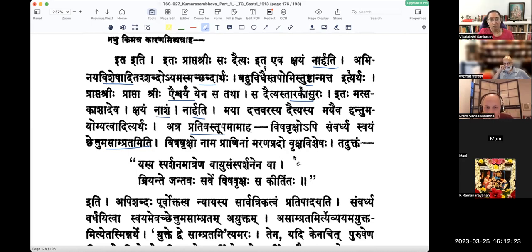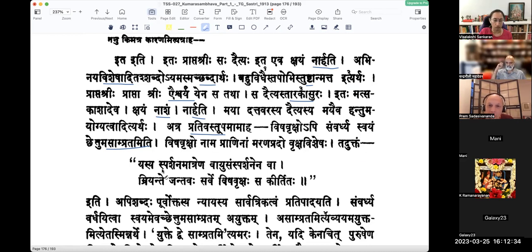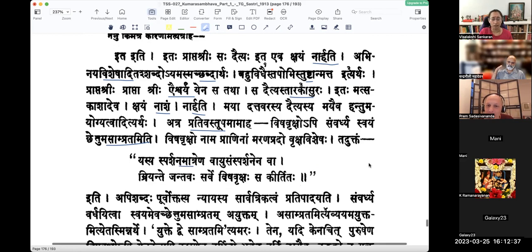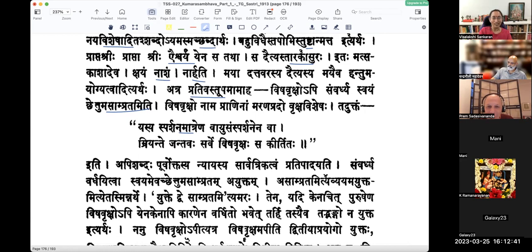Vishavrikshaha nama praninam maranapradaha vrikshavisheshaha. So praninam maranapradaha vrikshavisheshaha. It is a tree which gives death to people. So taduktam yasya sparshamatrena. I don't know where he gets these quotations. I try to pick out and only this vyakhyanam comes out. Yasya sparshana matrena vayu samsparshanena va mriyante jantavas sarve vishavrikshaha sakati kirtitaha. So a vishavriksha, a poisonous tree, is that which, by either touching it or vayu samsparshanam, the poisonous air that comes from that grove, maybe where that tree is, the air nearby itself is poisonous. So you breathe the air and it causes death. So jantavaha sarve mriyante iti vishavrikshaha.